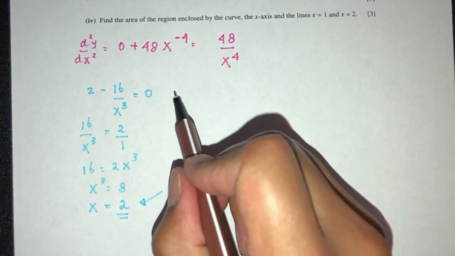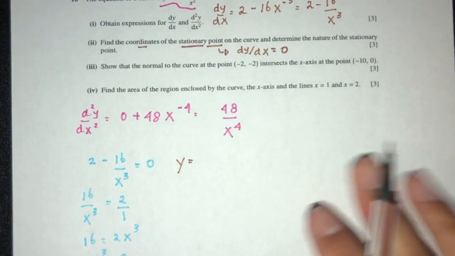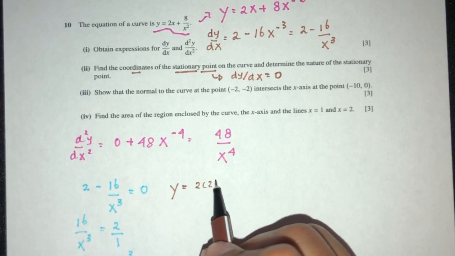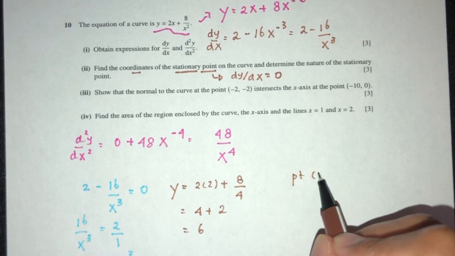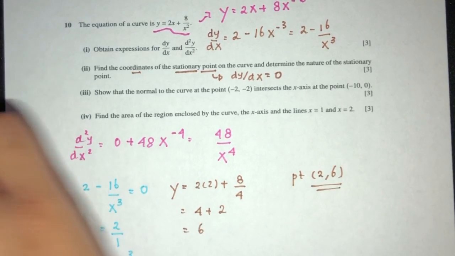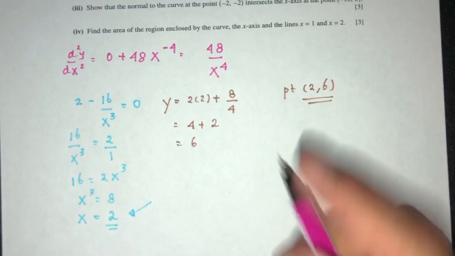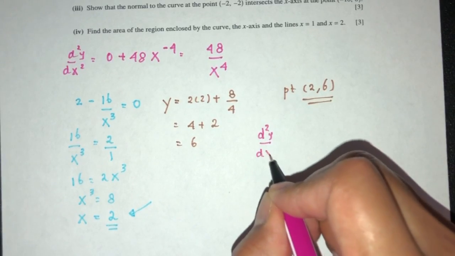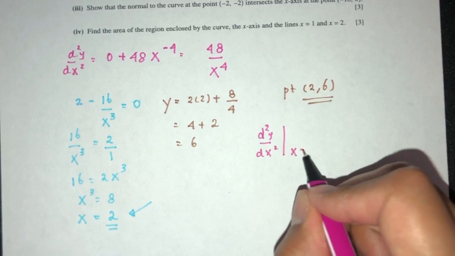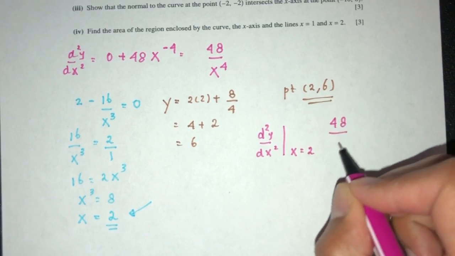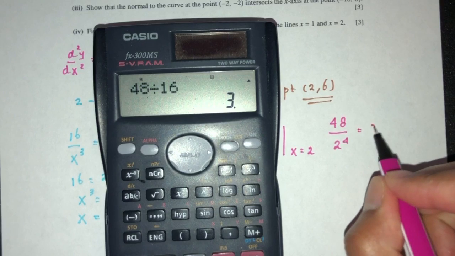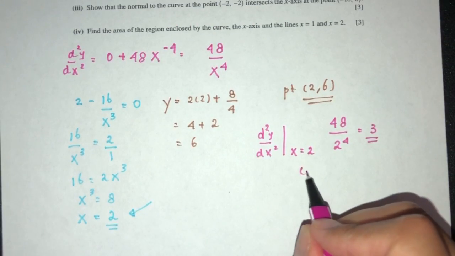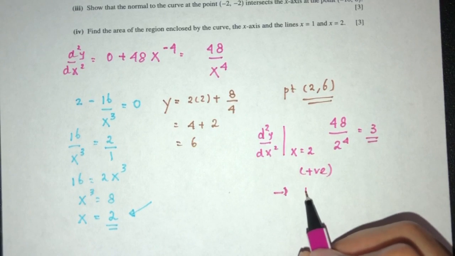Okay, that is my x value. Now what is the y value? Y value, replace back in your equation on top here, right? That will be 2 times 2 plus 8 divided by 4. That should be 4 plus 2. That should be 6. So the point is 2, 6. Now to find its nature, we have to use d2y by dx2. So what is d2y by dx2 at the point where x equal to the value of 2? That was 48 divided by 2 power 4. That was the value of 3. So because it was positive, we can confirm that should be a minimum point.